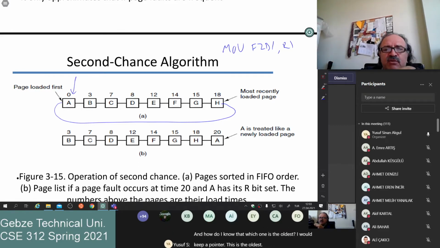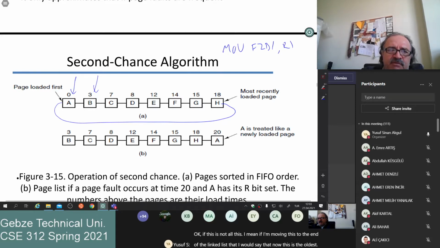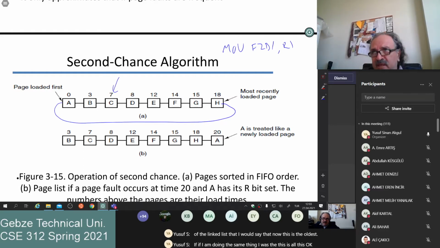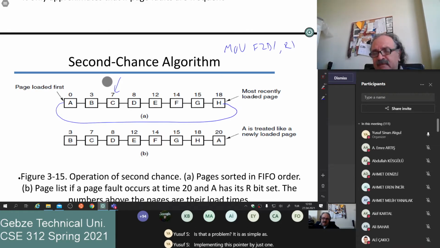Okay. If this is not the oldest, I mean, if I am moving this to the end of the linked list, then I would say that now this is the oldest. If I am doing the same thing, I would say this is the oldest. So I am keeping a simple pointer to show the oldest page in the linked list. Okay, so moving the page to the end of the linked list is not a problem. It is as simple as incrementing this pointer by just one, or incrementing this iterator by just one.